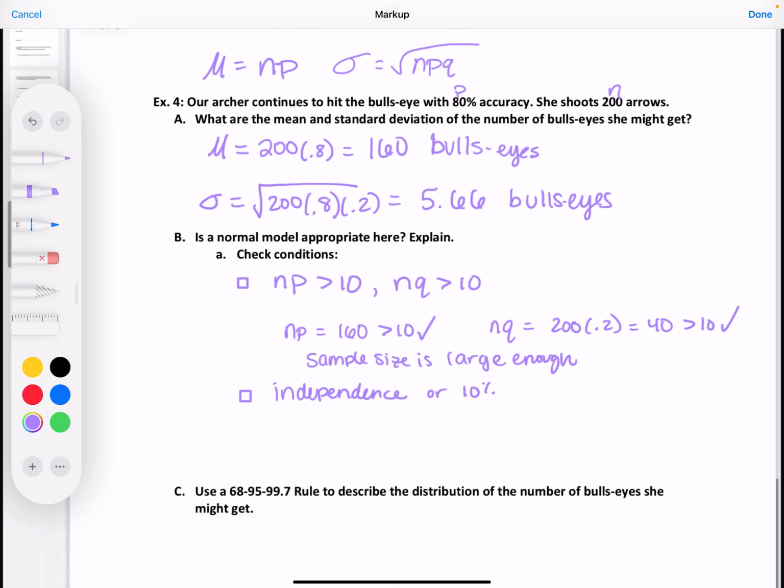All right, so independence or the 10% condition. Are the shots independent? Does one shot affect the next one? No. Okay, so the shots are independent.